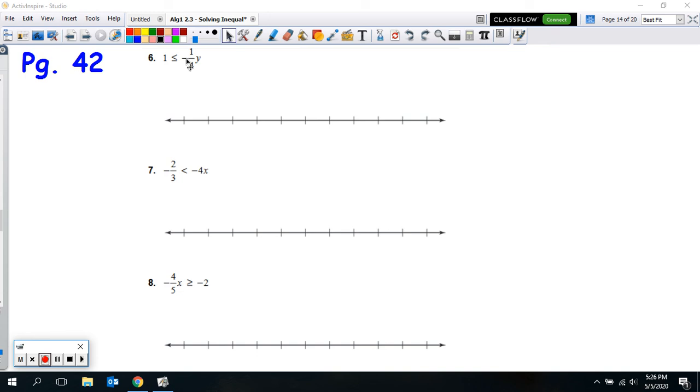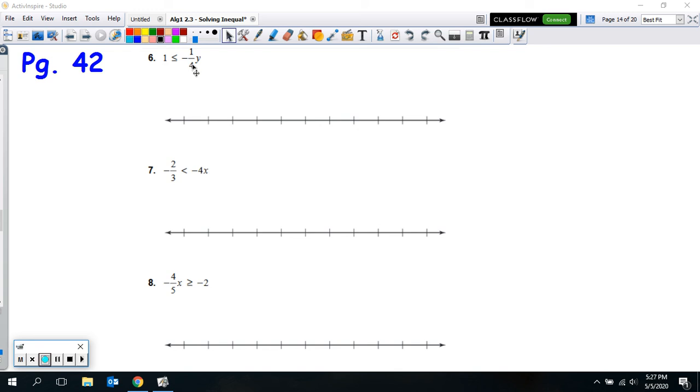As we look at this one, 1 is less than or equal to a negative 1/4 y. So we already have a fraction here. It's being multiplied by y. Because it's a 1/4, we can just multiply by the reciprocal, which would be a 4. 1/4 flipped upside down is 4 over 1, which is just a 4. We also want to multiply by a negative, so our variable is positive. We're going to multiply by a negative 4 to undo the fraction, and that is just the denominator.